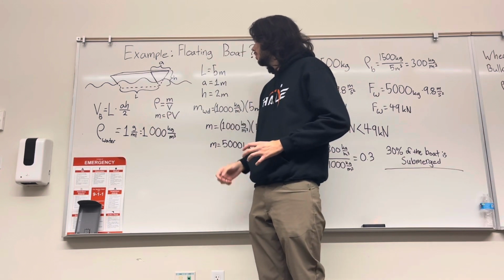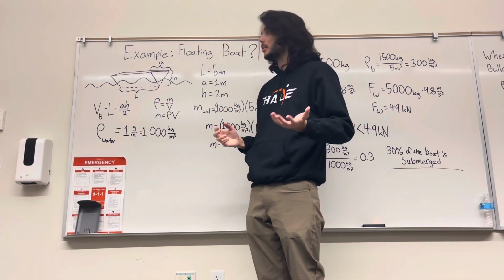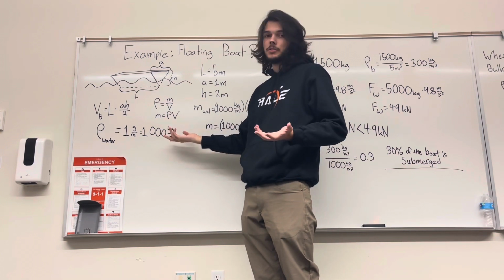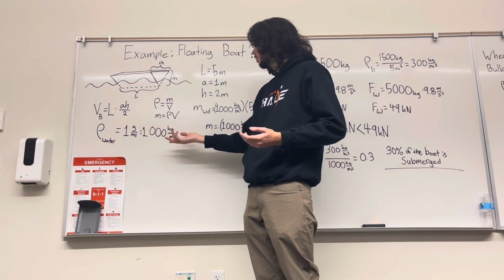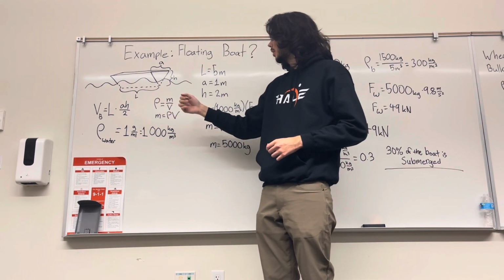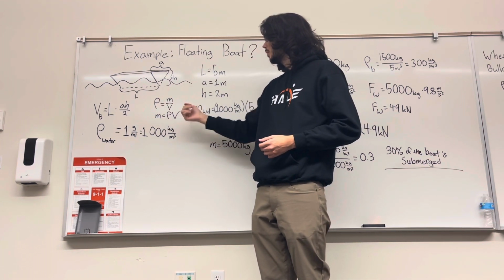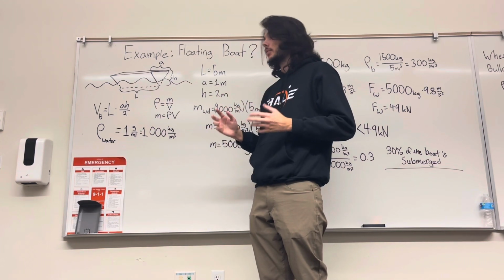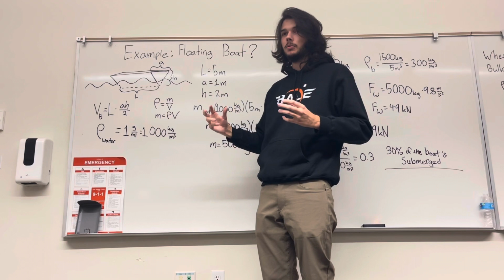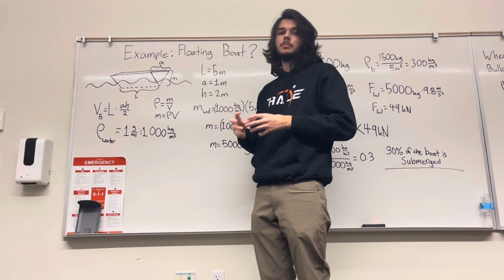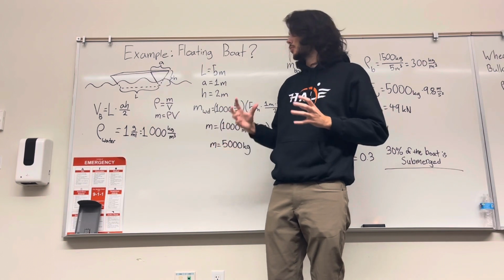And then we know that the density of water is a given value, which happens to be 1,000 kilograms per cubic meter. From our equation for density, mass over volume, we can then determine the mass of the amount of water that is being displaced by the boat, or the mass of the amount of water that would be displaced if the entire boat was submerged.